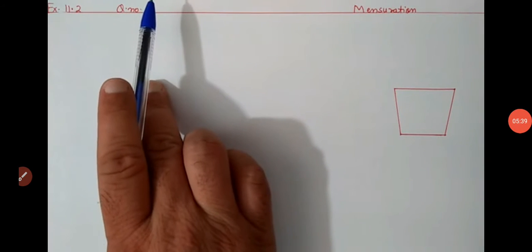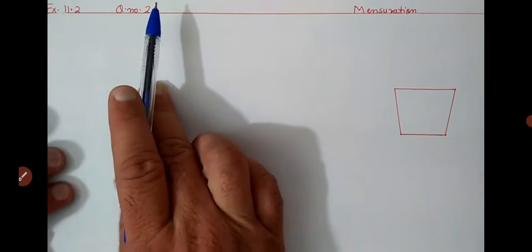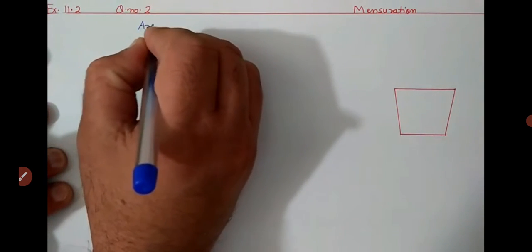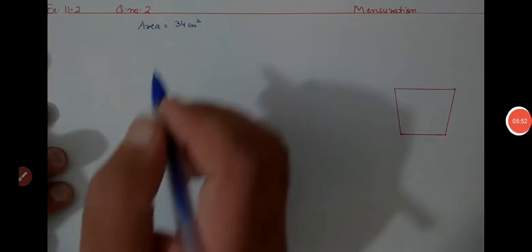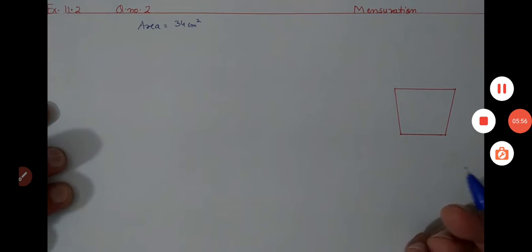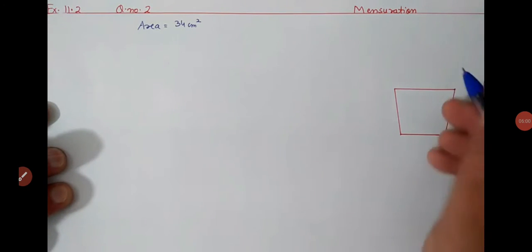So now question number 2. What about question number 2? In this exercise, question number 2 is: the area of a trapezium is 34 centimeter square and the length of one of the parallel sides is 10 centimeter.